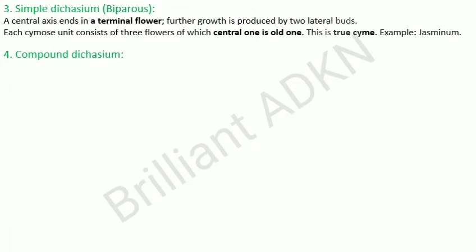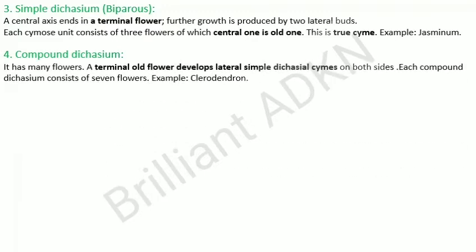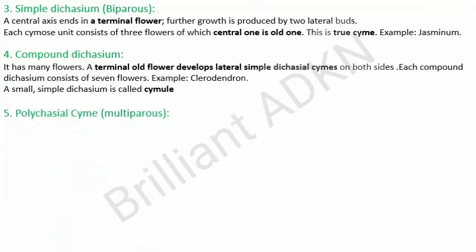Now we are going to see the compound dichasium. It has many flowers. A terminal old flower develops lateral simple dichasial cymes on both sides. Each compound dichasium consists of 7 flowers. Example, Clerodendron. A small simple dichasium is called cymule.